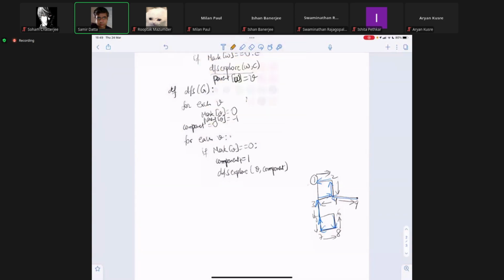Let's say this is a non-tree edge. This is a non-tree edge, and that's it. These two are the non-tree edges, correct? Do you agree? Yeah.